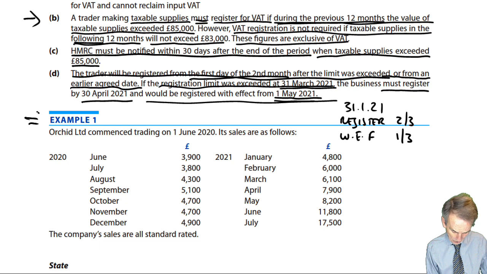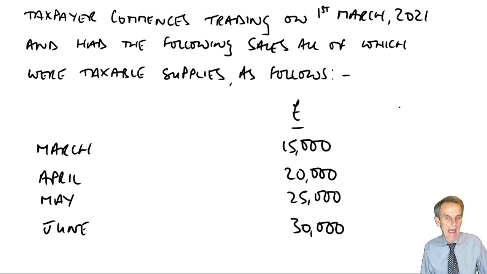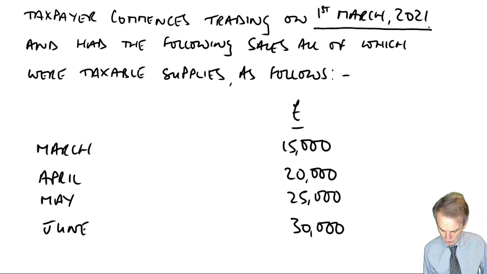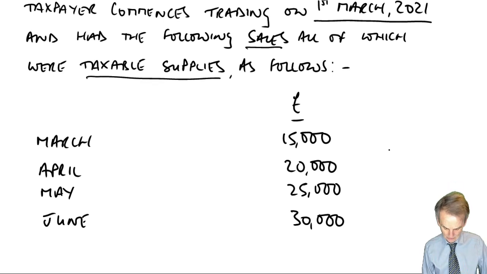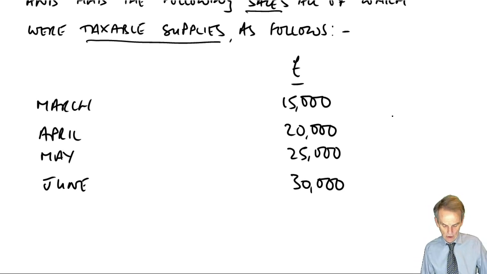Before what will be your homework exercise here, that you have a go at example 1, here's a quicker example for us to have a look at, where the levels of taxable supplies made each month are higher, and therefore we get to our figure of 85,000 or exceed 85,000 rather more quickly. So we've got less months to deal with. So here we're told that our taxpayer commenced to trade on the 1st of March 2021 and has the following sales, all of which were taxable supplies as follows. And we've got to look at what point compulsory VAT registration takes place.